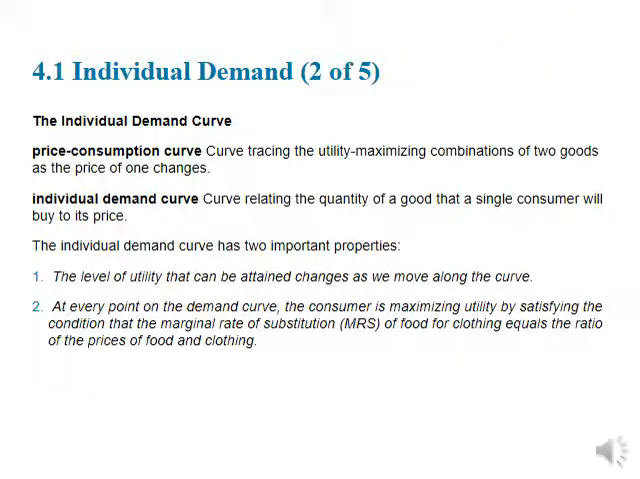To put a finer point on that definition, the price consumption curve traces out the utility maximizing combination of two goods as the price of one changes, and from here we can derive an individual demand curve. Remember that demand is just a relationship. Forgive my bad handwriting. But that says relationship, and what it's relating is the quantity of good demanded to that good's price.